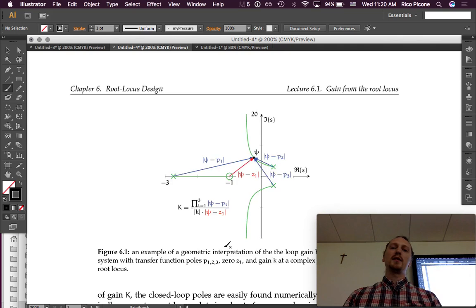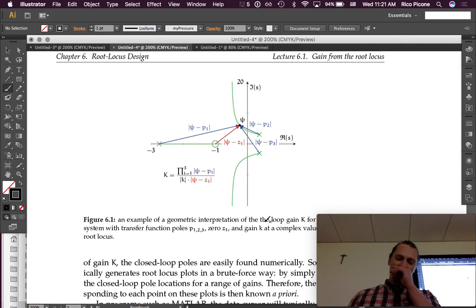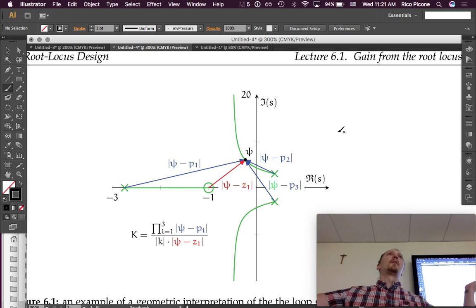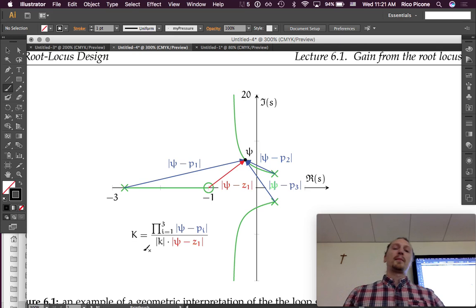If that was hard to parse, this hopefully will be a little bit easier. So we have a root locus in green. This is just some root locus that I made. Our poles, we have three poles and we have one open loop zero, and so our root locus is like that. If we look at this equation for the gain, it would be the product of these pole vectors, the vector from each pole to some test point psi on the root locus. Say we wanted one of our closed loop poles to be located at psi.